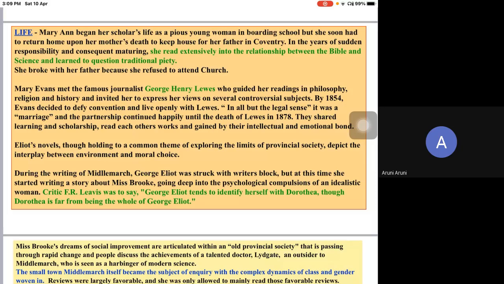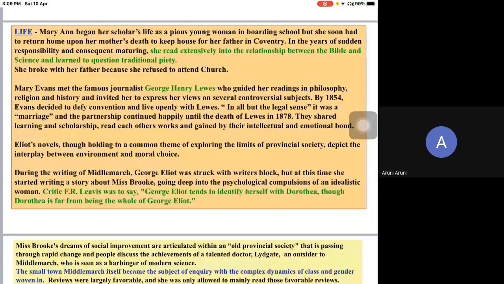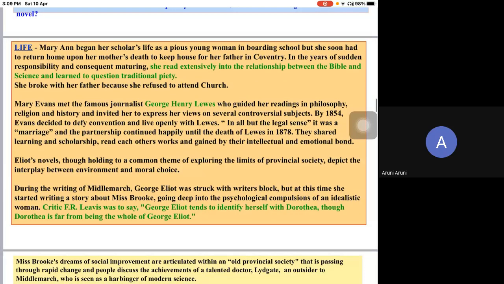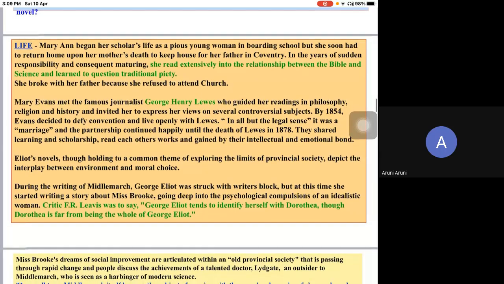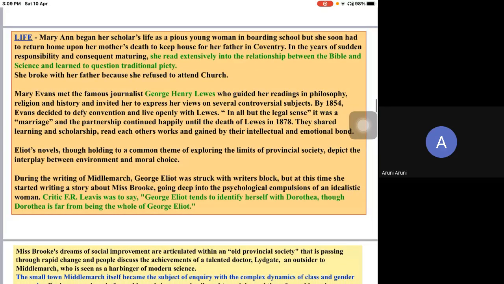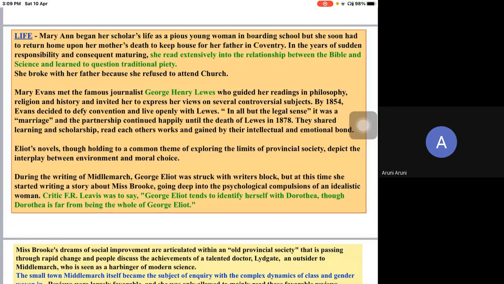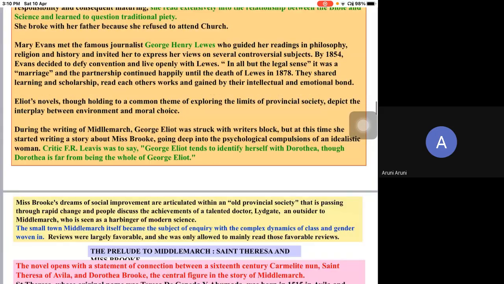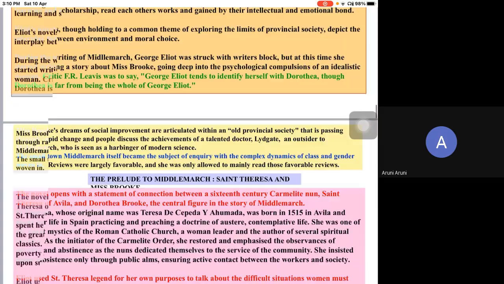Lewis was to say, George Eliot tends to identify herself with Dorothea, though Dorothea is far from being the whole of George Eliot. So we do find elements of George Eliot herself in the character of Dorothea Brooke, especially because writing about Dorothea was something she started doing when she was going through a bout of writer's block and she was stuck and couldn't write much. So this was something she poured her heart and soul into, the character of Dorothea Brooke.